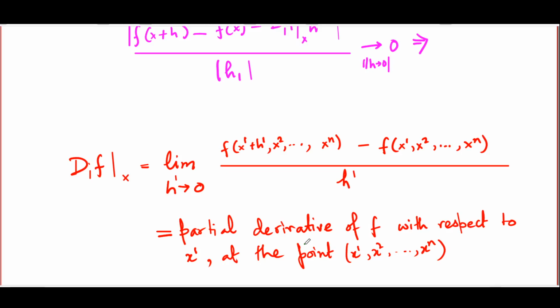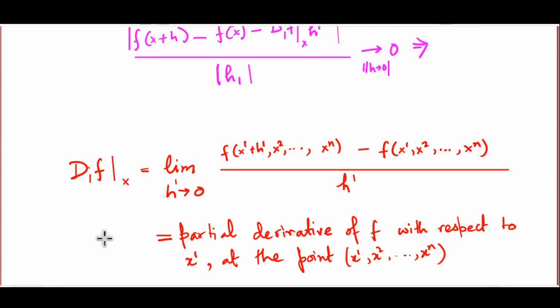This was about the first argument x1, but simply by taking h to be 0, h2, 0, 0, 0 or some other such value, we can actually show that dif at x is nothing but the partial derivative of f with respect to xi at the point x. At this stage, let us pause briefly and try to connect what we have been doing so far with our notion of the differential as an infinitesimal change in a quantity.